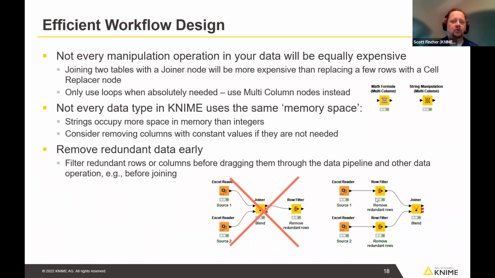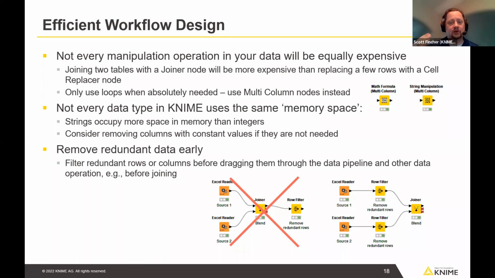So there's places in your workflows where you can think about using nodes that are going to be less compute intensive. Something else to consider would be only using loops when you absolutely need them. Sometimes there's no avoiding loops, right? You have to use them, but there's some places where maybe you can get away with the multi-column version of particular nodes, for the math formula or the string manipulation.